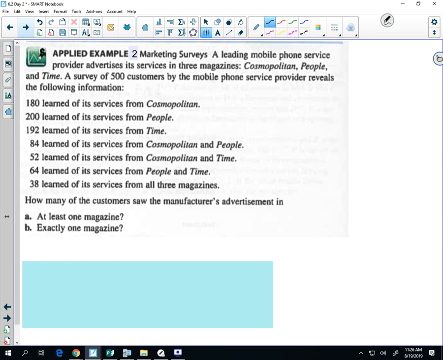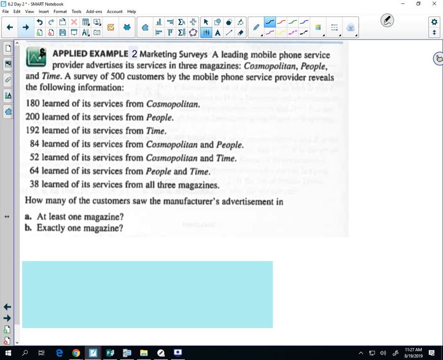So again, I just took this from your book, but it says a leading mobile phone service provider advertises its services in 3 magazines, Cosmopolitan, People, and Time. A survey of 500 customers reveals the following information. Like 180 learned from Cosmo, so many from People, so many from Time, and then so many from both Cosmo and People, Cosmo and Time, People and Time, and then 38 from all three. So it says how many of the customers saw the advertisement in at least one magazine and in exactly one magazine.